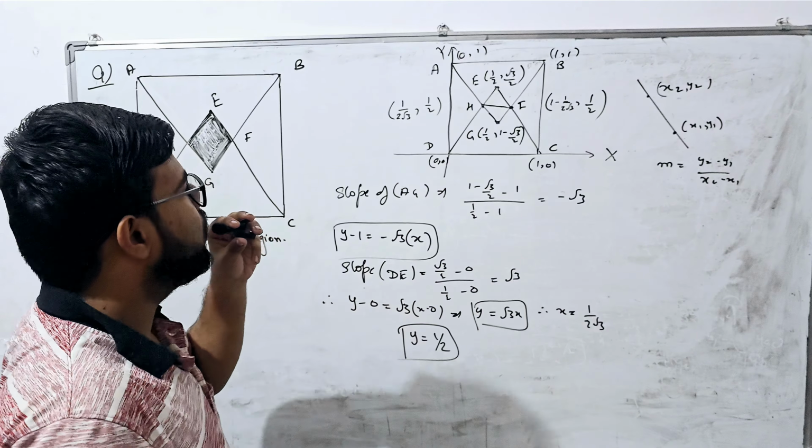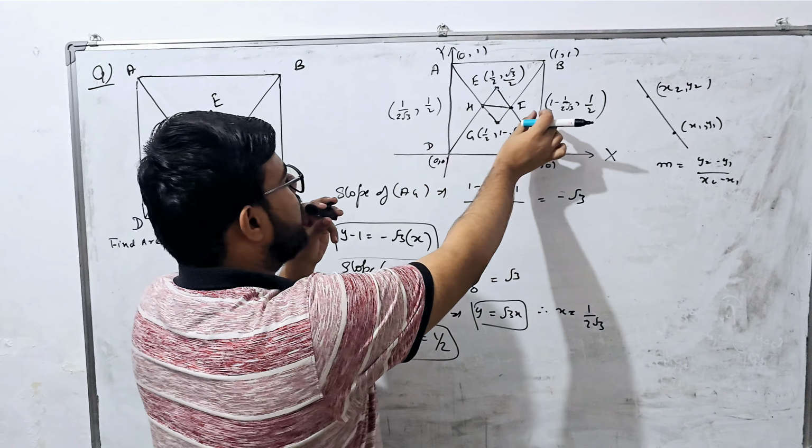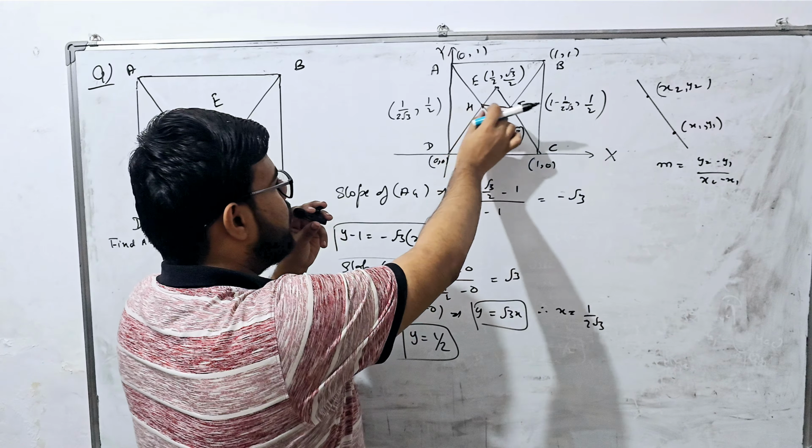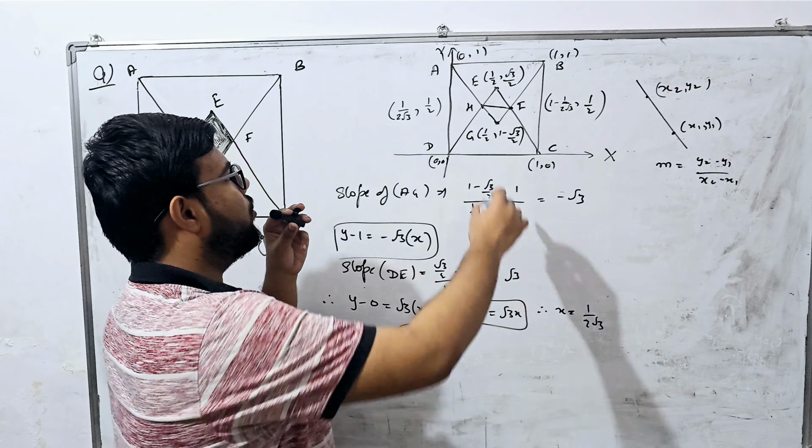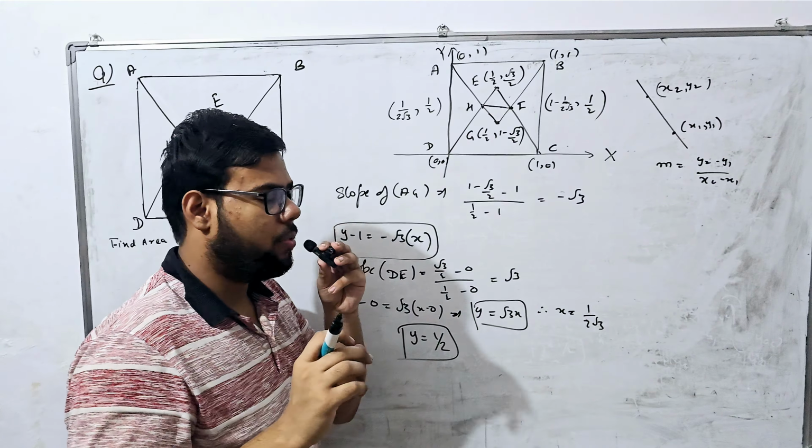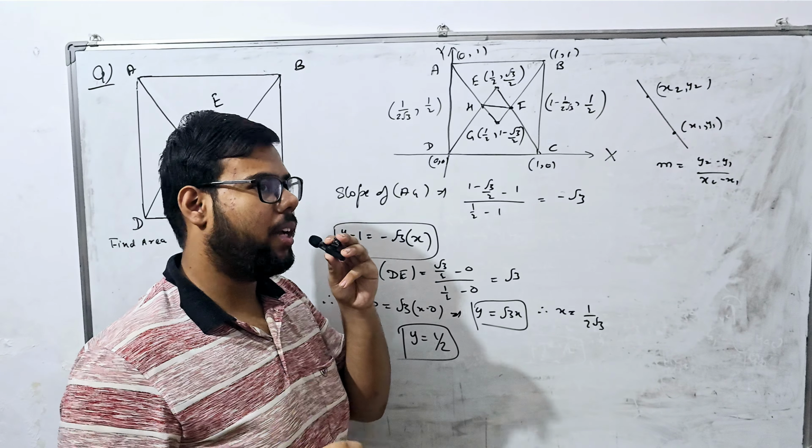Okay. So we have got the coordinates of these two points, and we know the point E. So we know the coordinates of each point of this triangle.